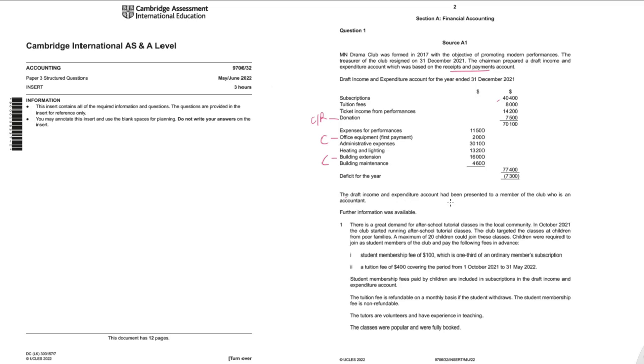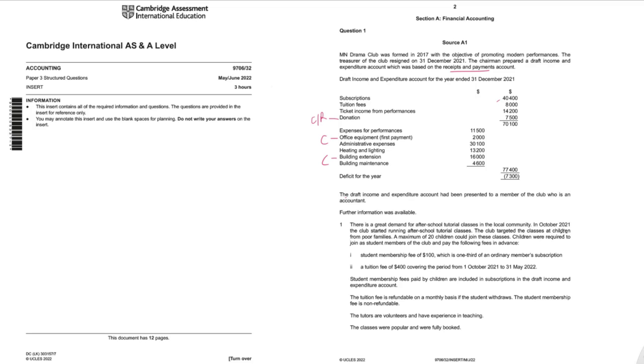Then the draft income and expenditure account has been presented to a member of the club who is an accountant. Fine. Further, the following information is given. There is great demand for after-school tutorial classes in the local community. In October 2021, the club started running after-school tutorial classes.